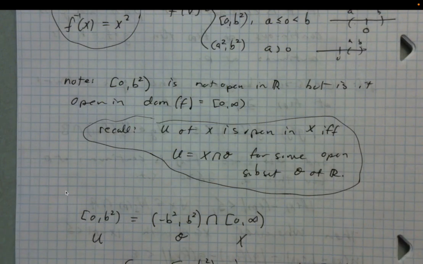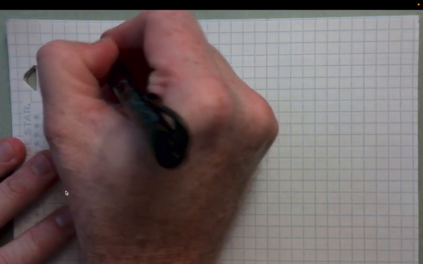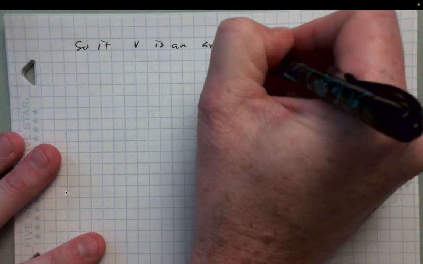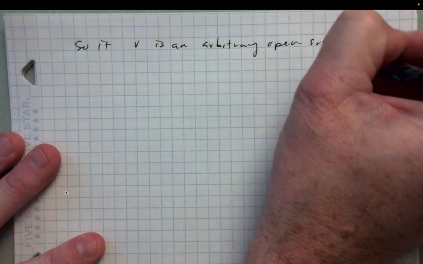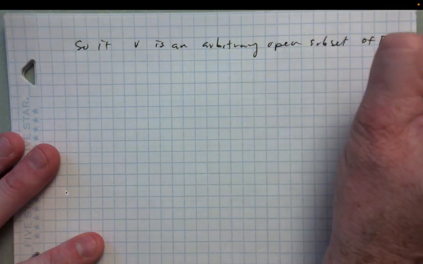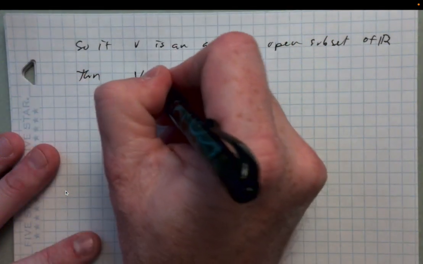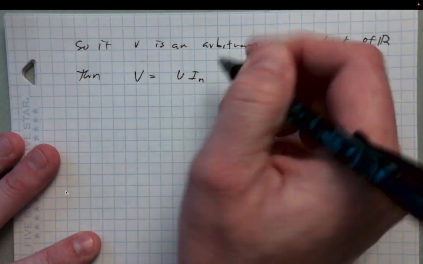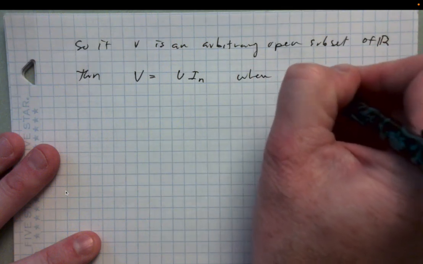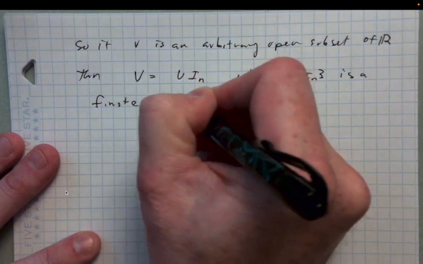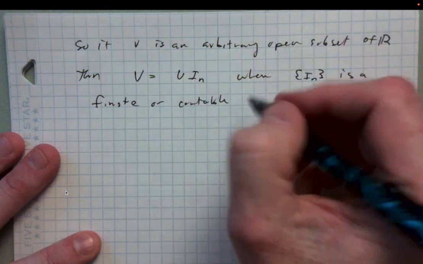Right, so then basically what we're saying here is that if V is an arbitrary open subset of R, we know that, hold on. So if V is an arbitrary open subset of R, then V, of course, is equal to the union of I sub n, where I sub n is a finite or countable collection of open intervals.